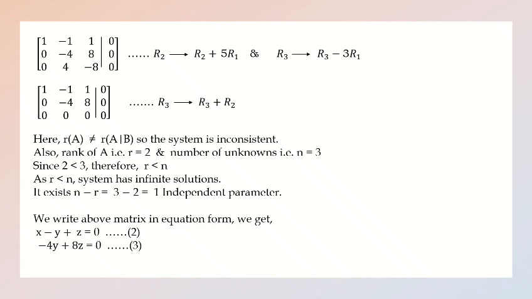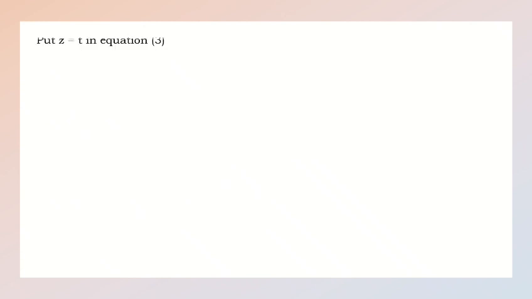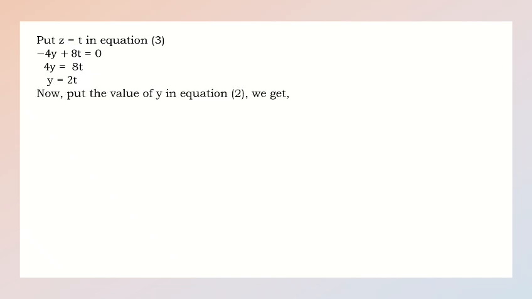We get x minus y plus z equal to 0 and minus 4y plus 8z equal to 0. In these two, put z equal to t in equation 3. We get minus 4y plus 8t equal to 0. Therefore 4y equal to 8t. Therefore y equal to 2t. Now put the value of y, that is y equal to 2t, in equation 2. We get x minus 2t plus t equal to 0. That is x minus t equal to 0, which gives x equal to t.